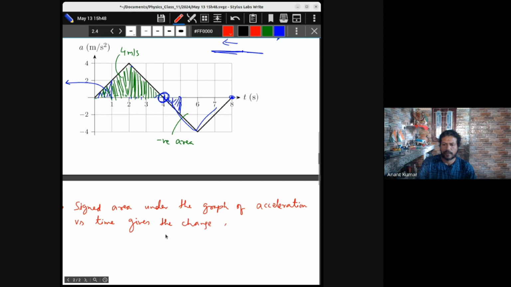Gives the change in the velocity. Gives a change. Change is the important word. इसको हम skip नहीं कर सकते. So it gives a change in the velocity, not the velocity itself. Combined with the initial velocity, I'll be able to find out the velocity.